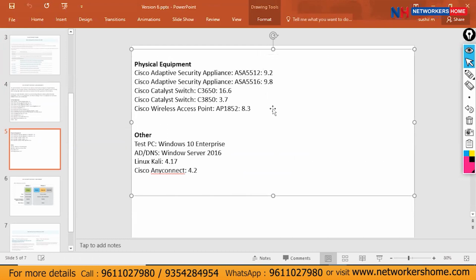So we are already into CCIE security version 6 lab creation. So we are having all those physical firewalls. You need some switches. You need one access point, 1852 with version 8.3. And some other vendors you need, like Windows 10, no need to work with Windows 7. Active Directory with 2016, and Kali Linux obviously you'll need for performing the attacks. Even in your CCIE Security Lab exam, you have Kali Linux to perform some attacks.